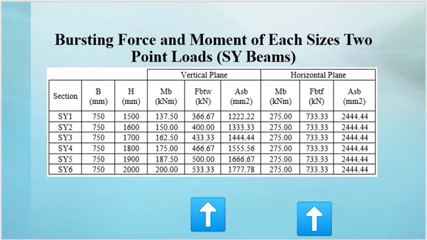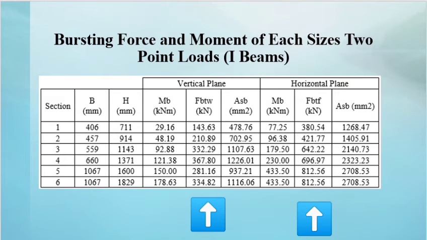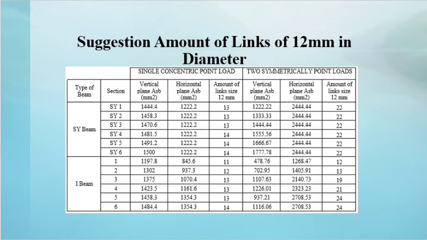Okay, we compare the bursting force in the web and the bursting force in the flange. The proposed amount of links for both cases is stated below. If you can see, for two symmetrical point loads, we have a bigger value compared to the single concentrated load. But the value we got from the horizontal plane is for two symmetrical point loads, and for the single point load we obtained it from the vertical plane.